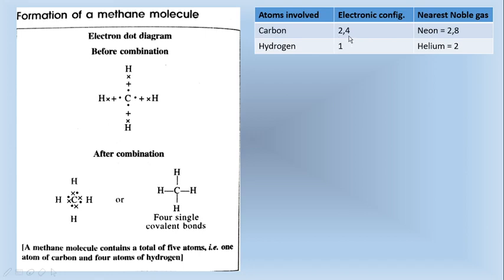Here carbon is 2, 4 and attains the nearest noble gas configuration after combining, 2, 8. Hydrogen after combining becomes 2, that is the helium gas configuration. So before combining we shall write like this with the plus sign. After it combines, we shall remove the plus sign and make the arrangement in such a way that each attains the nearest noble gas configuration, either helium or neon. For hydrogen it is helium, for carbon it is neon.